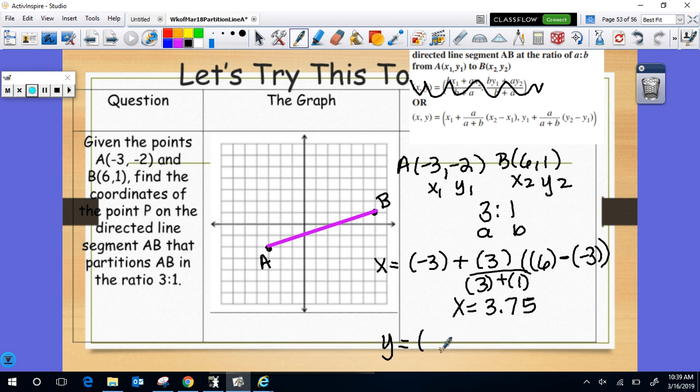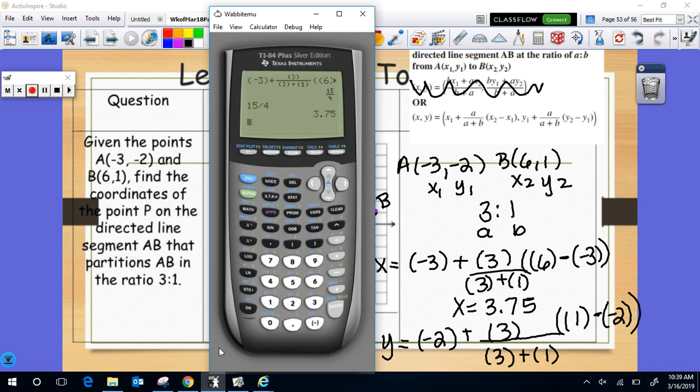Let's see, to get the y coordinate, the y1 is -2 plus a is 3, and then 3 plus 1, times y2 which is 1, minus -2. And make sure anytime you substitute something into a formula that you put it in parentheses.